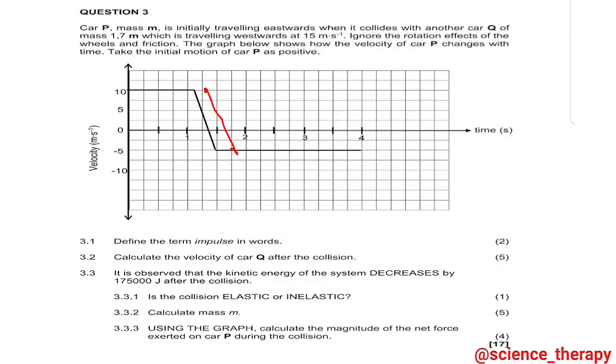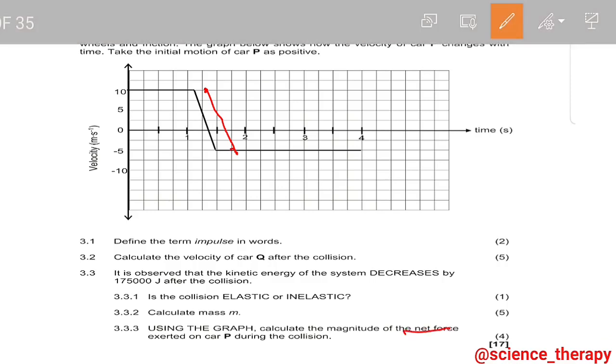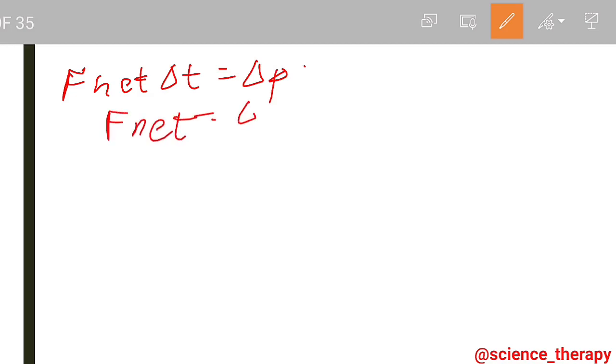Then 3.3.3 says, using the graph, calculate the magnitude of the net force exerted on car P during the collision. So we know what formula we use to calculate the net force: the impulse momentum theorem, or momentum impulse theorem. So this is how we go with this one. So we say now F net change in T is equals to change in P. That's the formula as it is. But now we are looking for F net, so we can just manipulate it to be change in P over change in T, making F net the subject of the formula.